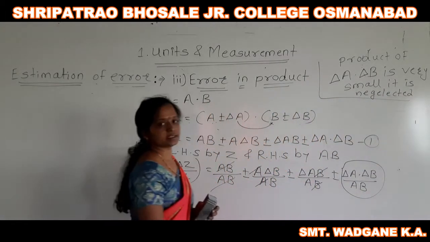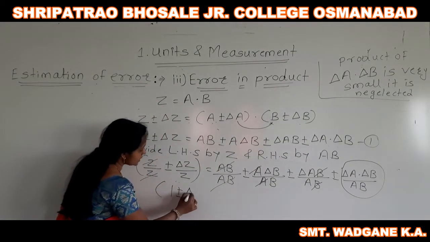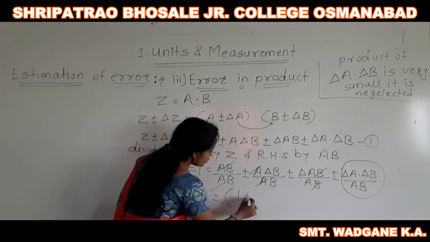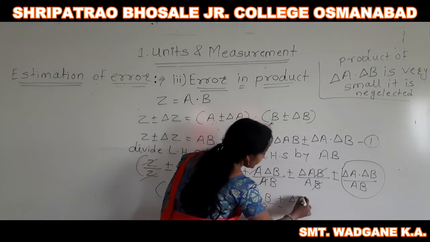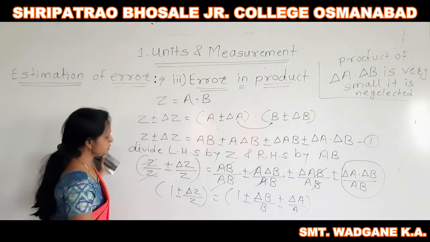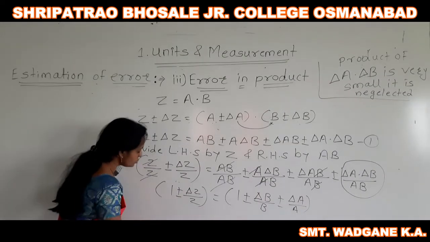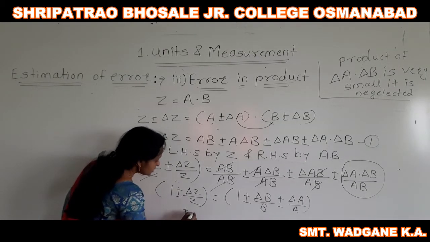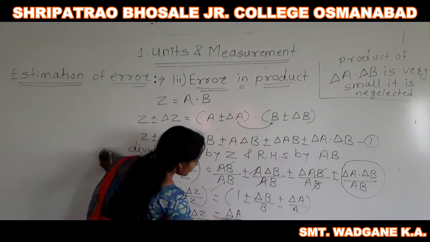What do we do? We neglect this term. Then we get 1 plus or minus delta Z divided by Z is equal to 1 plus or minus delta B divided by B plus or minus delta A divided by A. This term lastly is neglected. Then after removing this one also, it is cancelled on both sides. Therefore, we can get plus or minus delta z divided by z, which is equal to delta a divided by a.